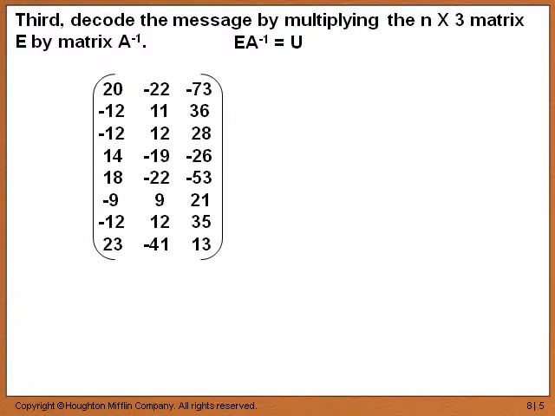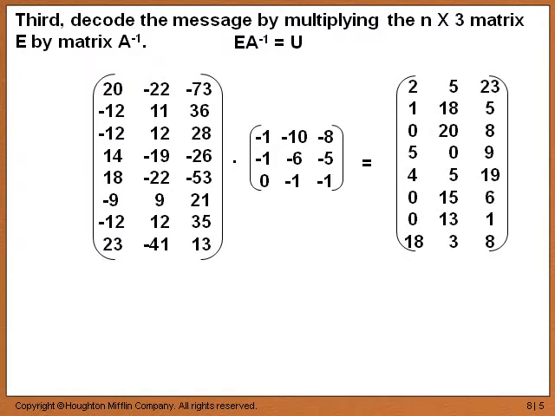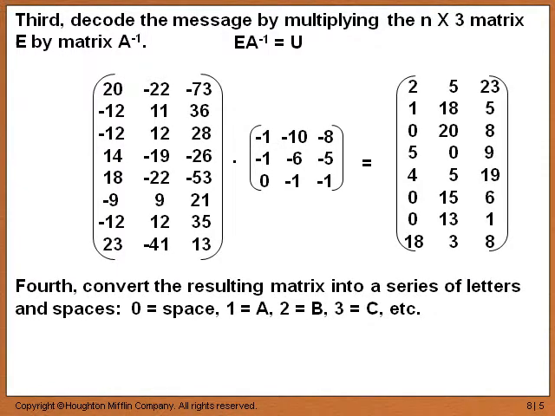So this is my matrix E. I multiply it by matrix A inverse, and I get matrix U, which stands for, of course, uncoded matrix. And that matrix U is 25, 23, 1, 18, 5, 0, 28, 5, 0, 9, 54, 5, 19, 0, 15, 6, 0, 1, 18, 3, 8.